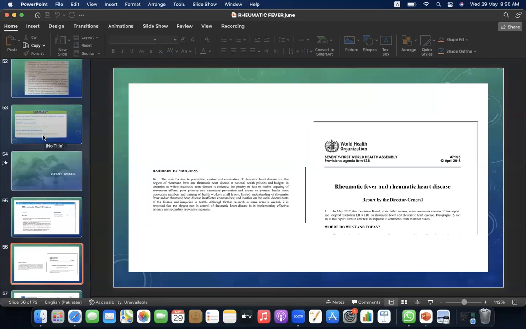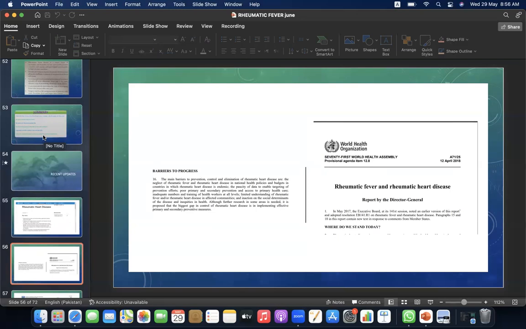The paucity of data to enable targeting of the prevention factors, poor primary and secondary prevention and access to primary health care, inadequate numbers and training of healthcare workers at all levels, limited understanding of rheumatic fever and rheumatic heart disease in affected communities, and inaction on the social determinants of the diseases and inequalities in health.